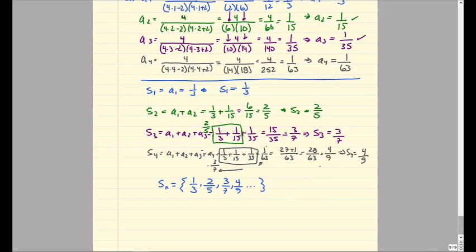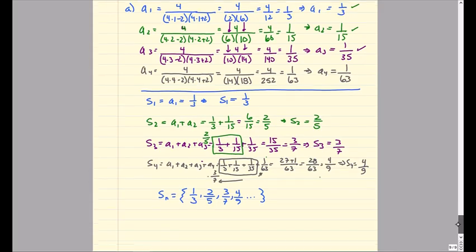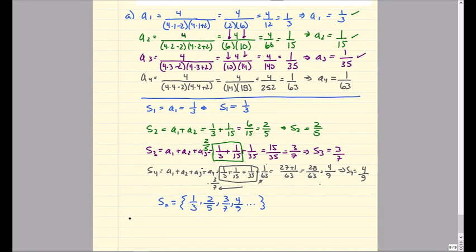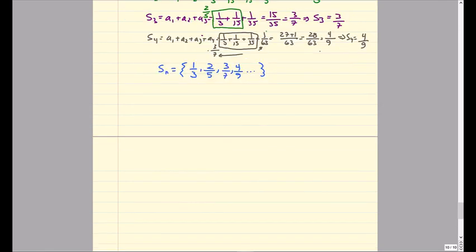So I did part A. I found the 4 partial sums. So for part B, what I want to do is find the formula that describes this using the recursive part of the formula.